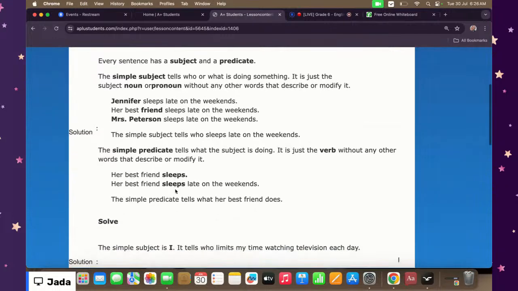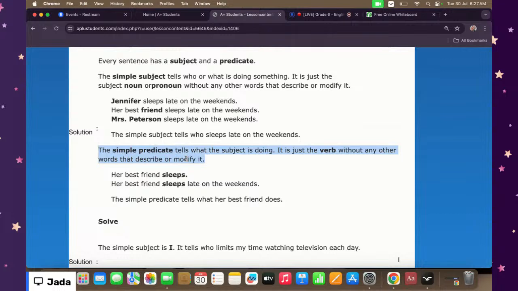Moving on to the simple predicate, it tells us what the subject is doing. Of course, just like what we've done previously, the simple predicate tells us what the subject is doing. So if you want to identify what the person in the sentence is doing, it will have to be the simple predicate. Okay, so the simple predicate is just the verb without any other words that describe or modify it. Okay, so it's just the verb. Now, the simple subject is the noun or pronoun, and the simple predicate is the verb.